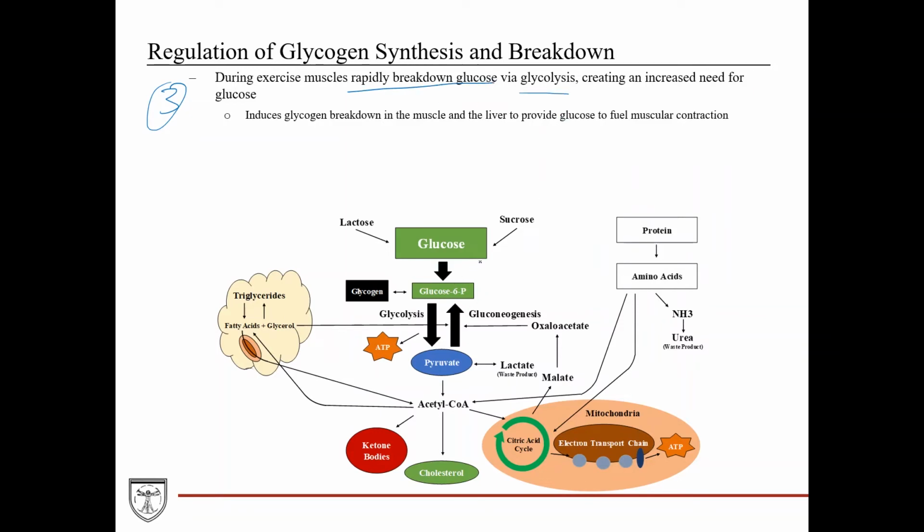And then number 3, during exercise, muscles are rapidly breaking down glucose via glycolysis, and so this creates an increased need for glucose, and that's going to induce glycogen breakdown as well, so that it can be used in the muscle to provide ATP for muscular contraction.